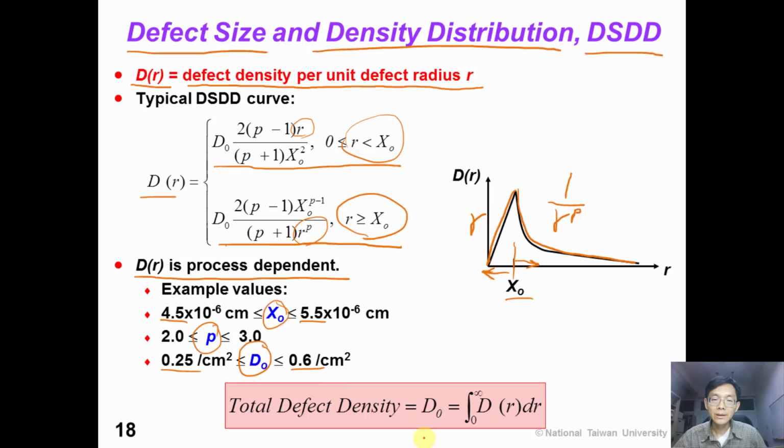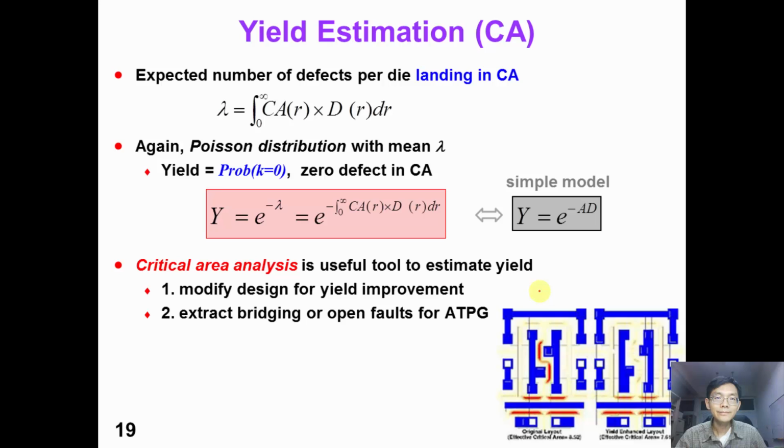The total defect density, D0, is equal to the integration from R equal to 0 to R equal to infinity of D of R. That means the area under this curve is the total defect density, D0. So now we can estimate the yield based on the critical area.